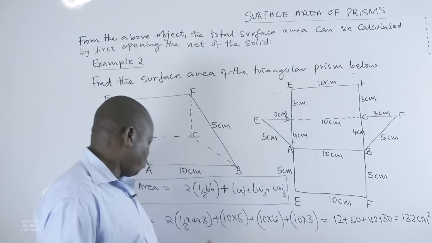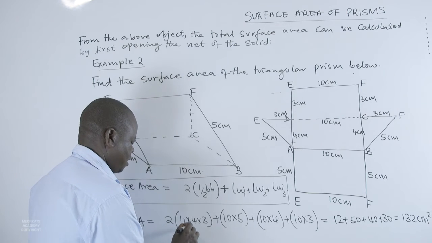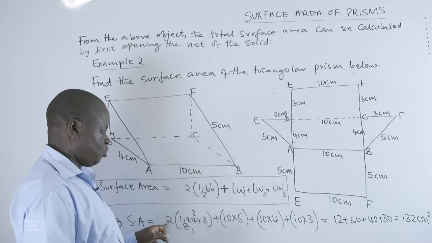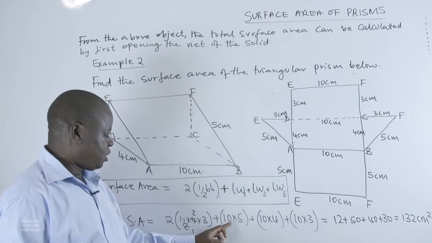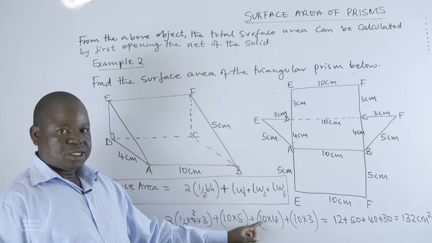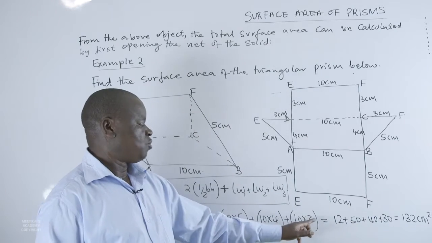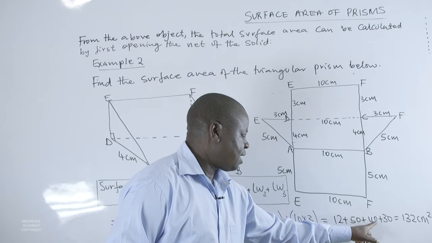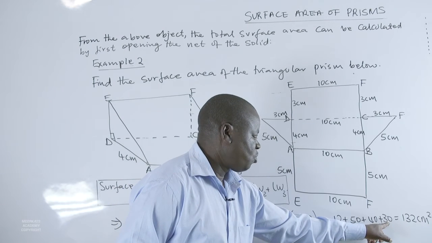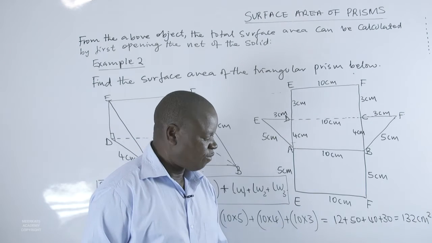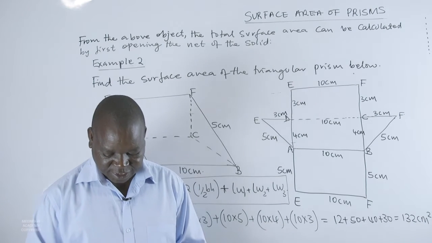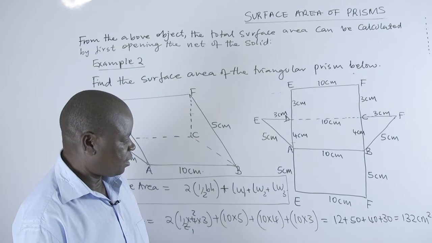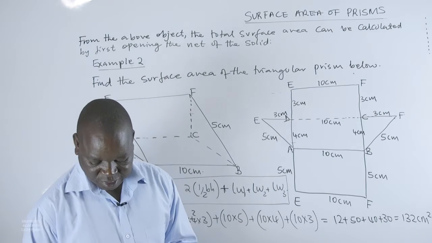It is 12. If you multiply this by a half, 2 times 3, 6 times 2, you get 12. 10 times 5 is 50. 10 times 4 is 40. And 10 times 3 is 30. So if you add this, 90 plus 30, 120 plus 12, 132 centimeters square. That is the surface area of the triangular prism.